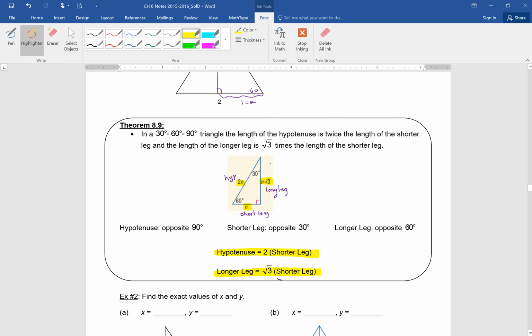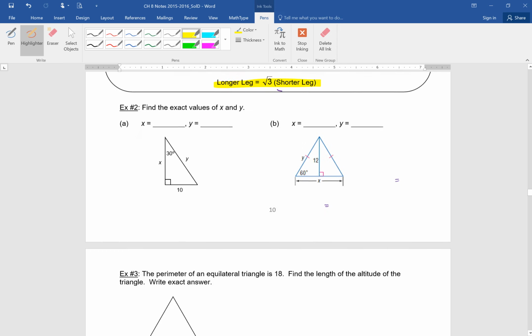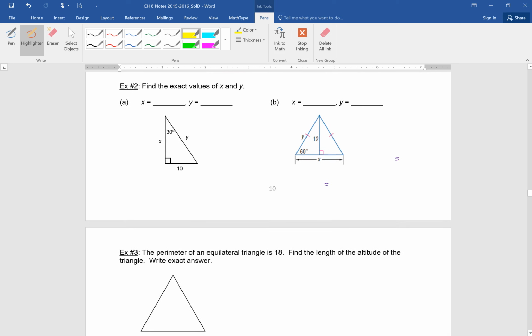Okay? So if the short leg was 5, how big would this be? The long leg. 5 root 3, and this would be 10. 2 times 5. Okay? All right, so let's do this one.